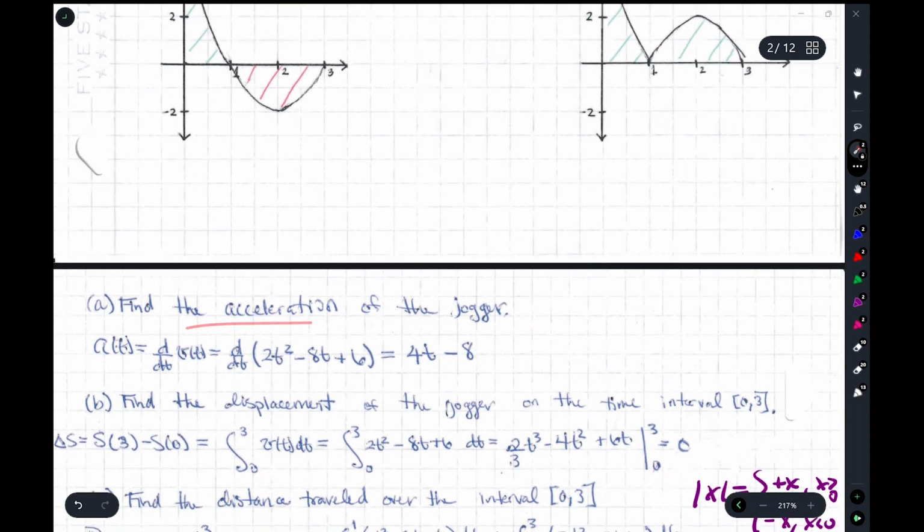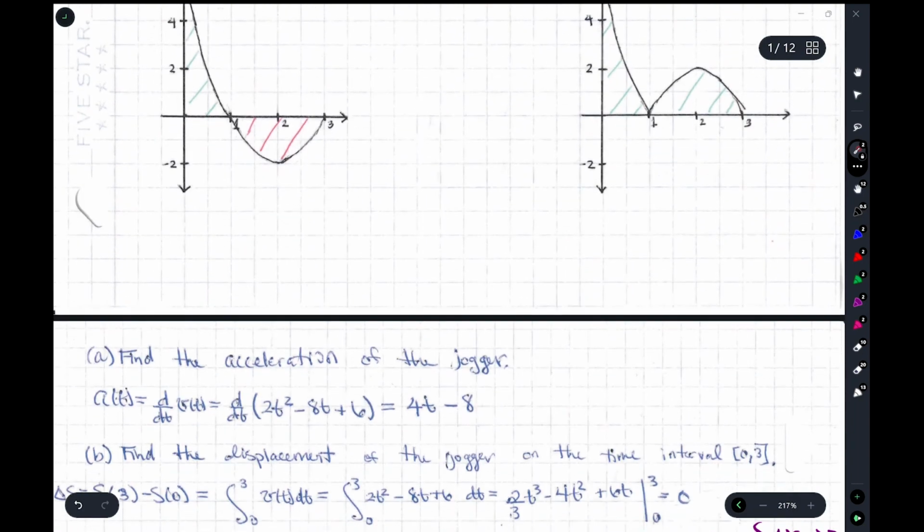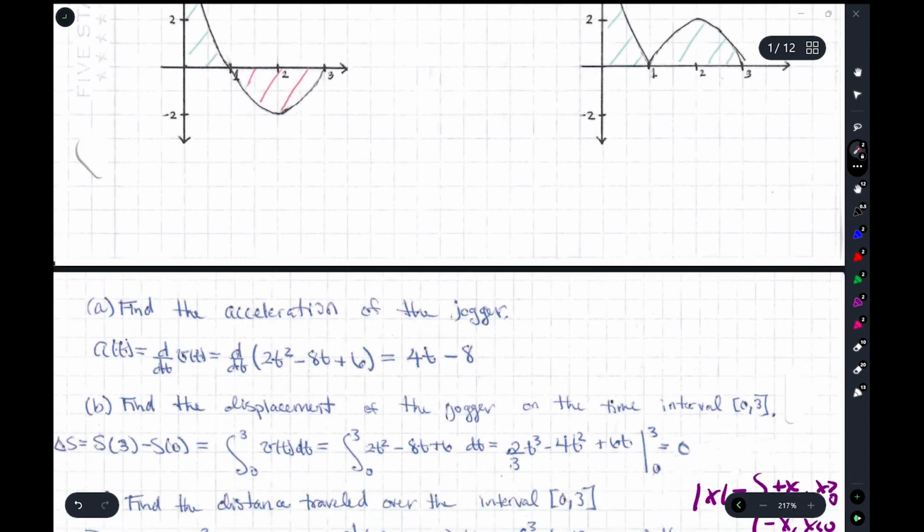So A, find the acceleration of the jogger. Here you just take the derivative of the velocity. The velocity is given in this problem. It's right there. And so you just take the derivative and get that value.